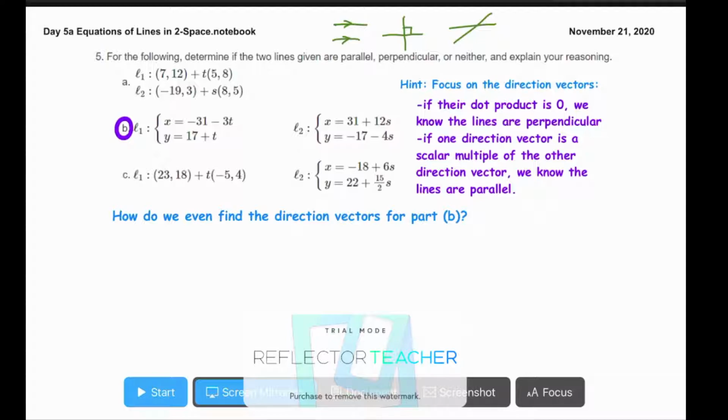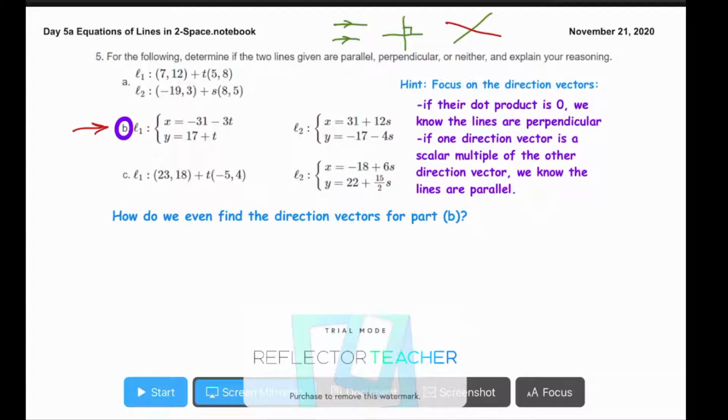Let's read what the note actually says here. Focus on the direction vectors. If their dot product is 0, we know that they are perpendicular. And if one direction vector is a scalar multiple of the other direction vector, so if they're equivalent, they don't need to be identical, but if it's in the same direction, it just has a different magnitude, that's fine. All right, let's actually go through our process here. How do we even find the direction vectors for part B? We're going to answer question B, and we don't have the direction vector form of the equation. We have the parametric equations.